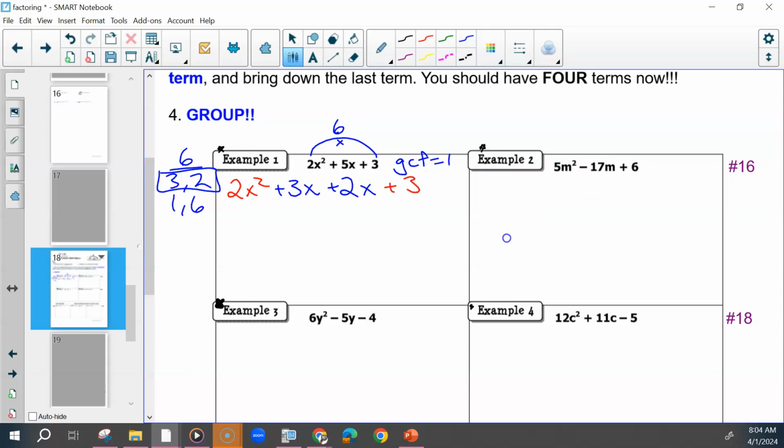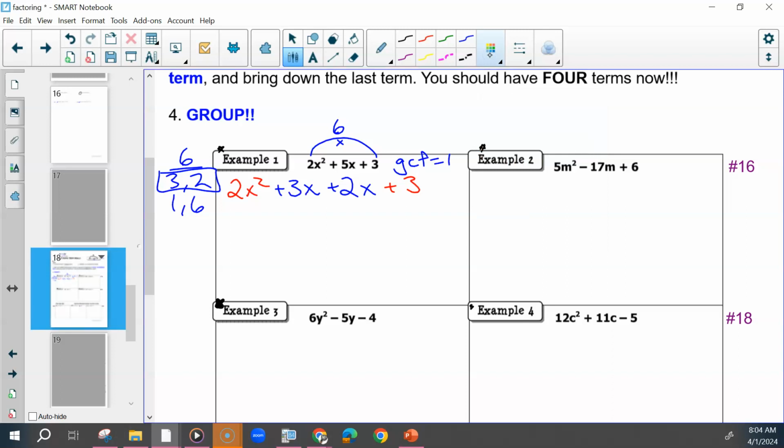If you wanted to put them with each other, like this one has a 2, so maybe you want to put the 2x here, that's fine. It doesn't matter, the order. And then once you have 4 terms, now we're factoring by grouping.